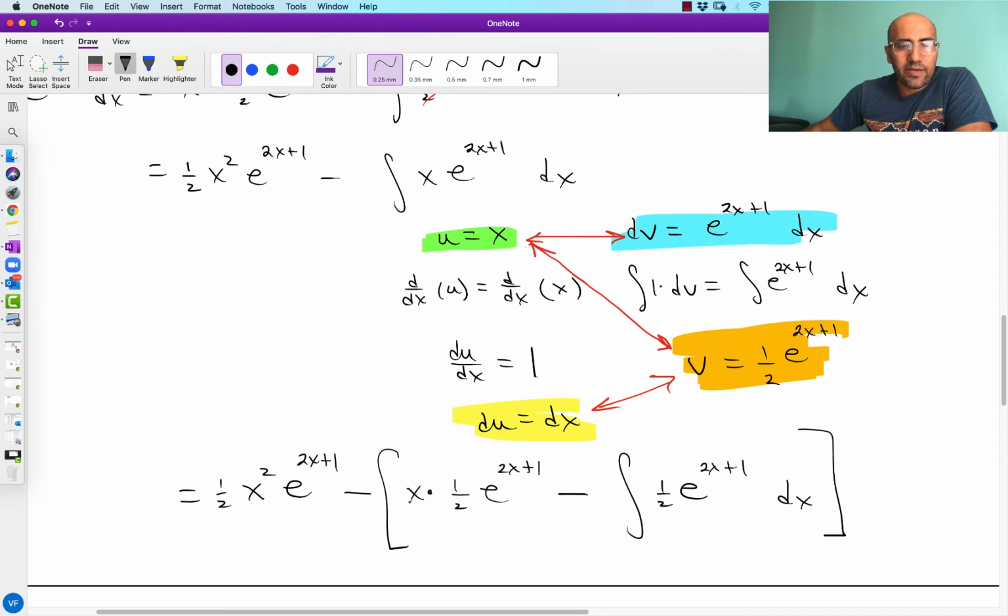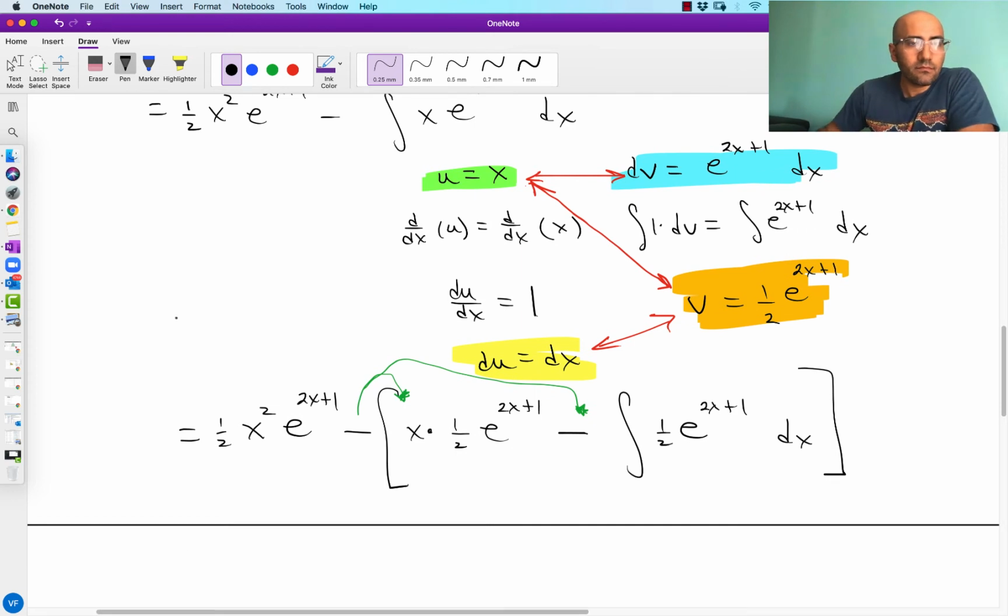Good. Now we have to be careful with this subtraction. We've got to distribute it. So we've got to distribute: this minus goes there, distributing it there, and then this minus also distributes there. And this is a pretty simple integral to find. So let's copy that. Erase this.